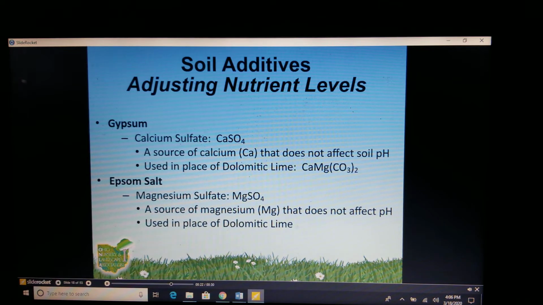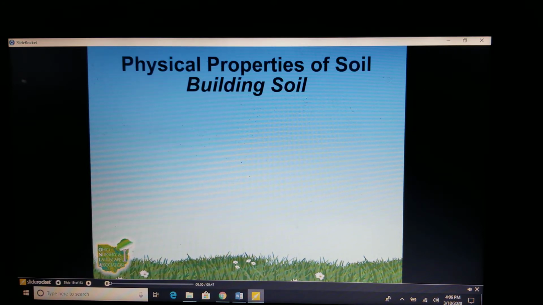Fortunately, magnesium and lime deficiencies are seldom found in Ohio soils. However, such conditions could still exist in manufactured soils. We will now return to the physical properties of soil and discuss how to rebuild damaged soils.